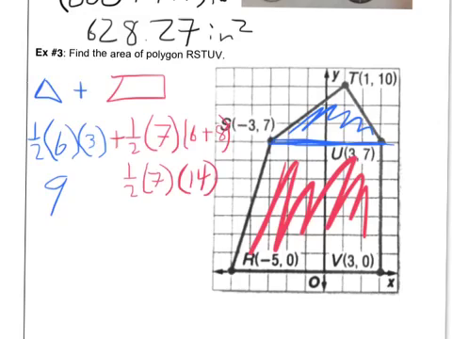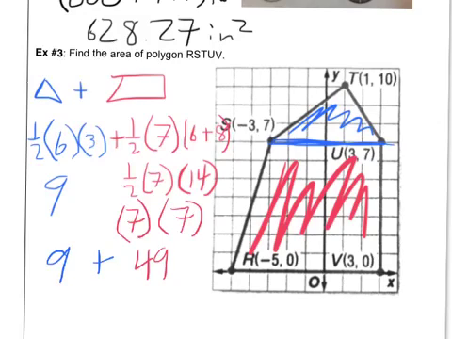Now, for me, mentally, it's harder to do half of 7 than it is to half of 14. So instead of doing 1 half times 7, I know that I can multiply in any order, so I'm going to just do 1 half of 14. Well, 1 half of 14 obviously is 7. So I'm going to have 7 times 7, and 7 times 7 is 49. So I have a 9 plus 49, which is 58. And they didn't give me units here, so I'm just going to say units squared. 58 units squared is the answer.